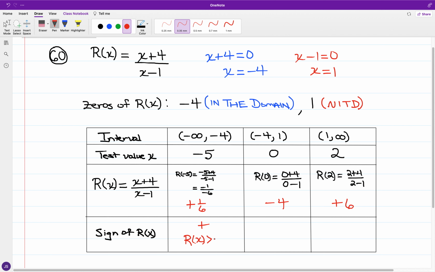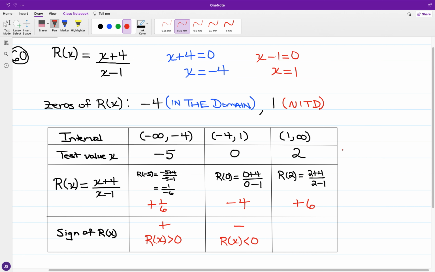Okay, so we have r of x is greater than 0. Anything in x such that -4 is less than x is less than 1, we'll have a negative output. So we're going to have r of x is less than 0, and then anything selected for the input that is higher than 1, we have the output to be positive. So we have r of x is greater than 0.